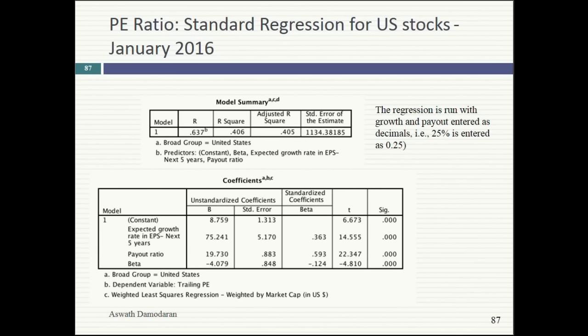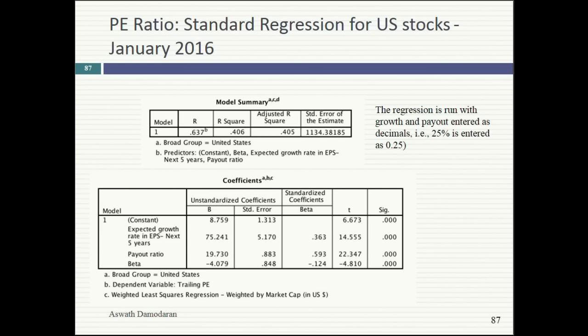There have been years where it's been down as low as 17 or 18%. But 2016, the start of the year, it was 41%. Let's break apart the regression. The intercept is 8.76.